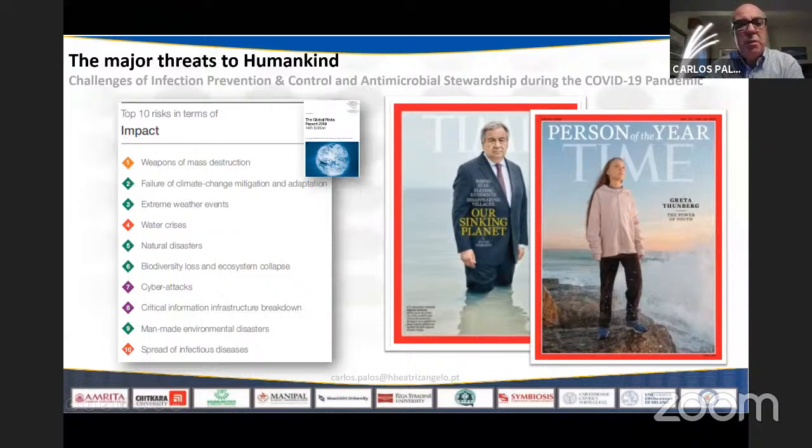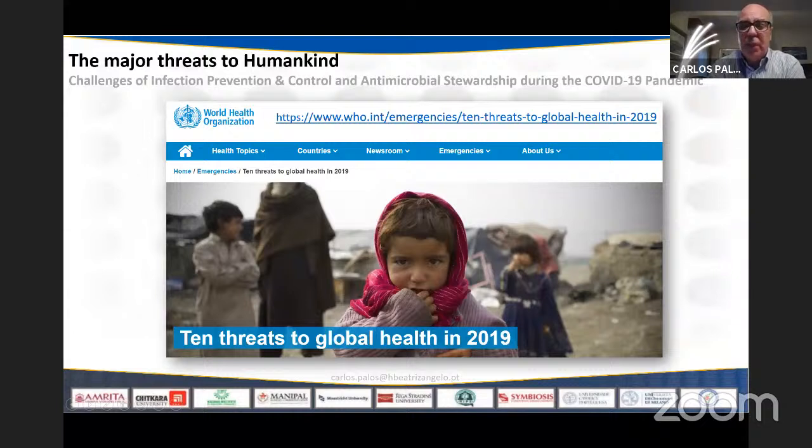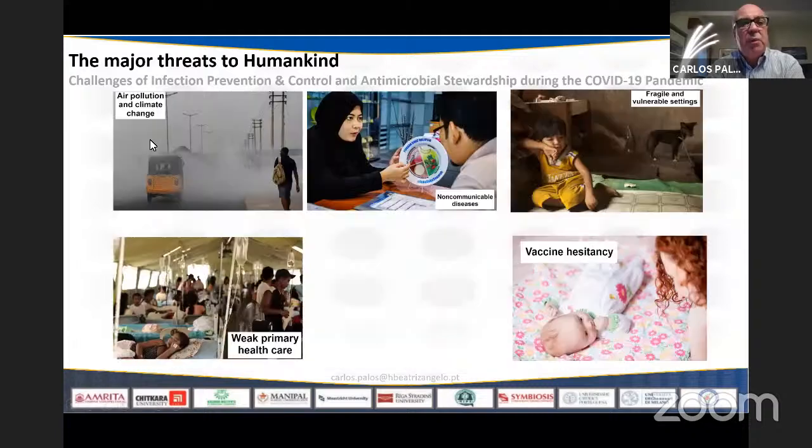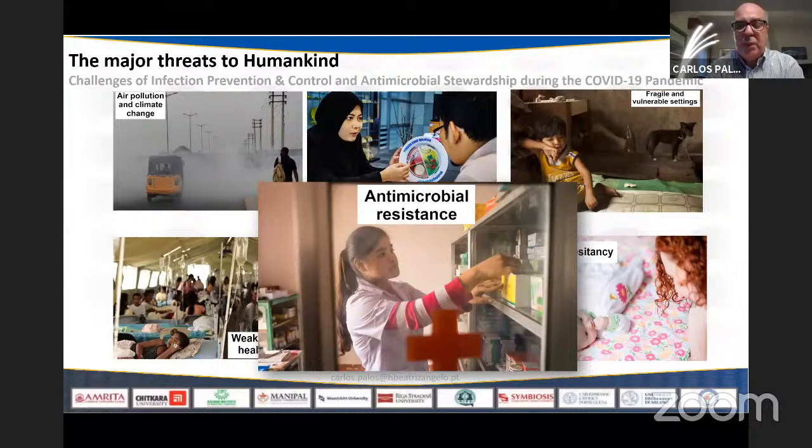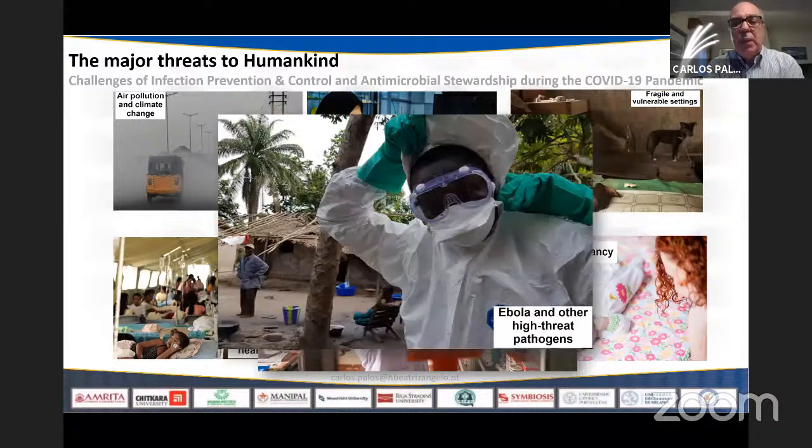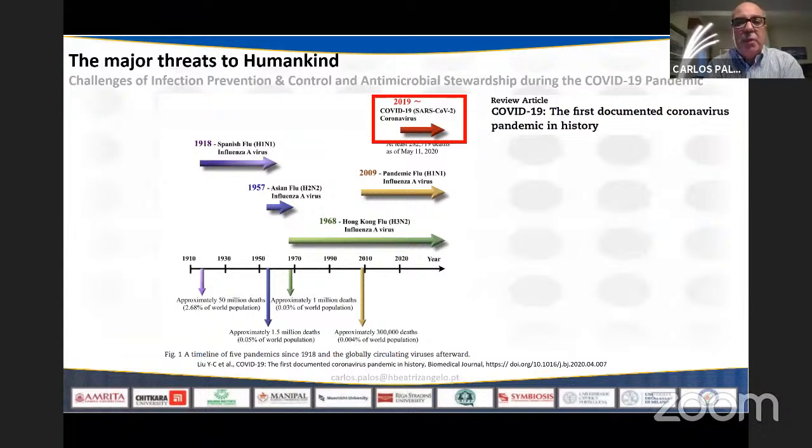And when we move towards the World Health Organization's 10 threats to global health, we can see that we start every time with the issues related with climate change and air pollution. We pass by vaccine hesitancy, which is a stupidity. You as healthcare workers should combat vaccine hesitancy actively. We need desperately a new vaccine. So why have this behavior of not vaccinating ourselves or our children? But we have antimicrobial resistance as a major challenge and a major problem, as we will see after. And of course, Ebola and other high-threat pathogens were already identified as major threats to humankind in 2019.